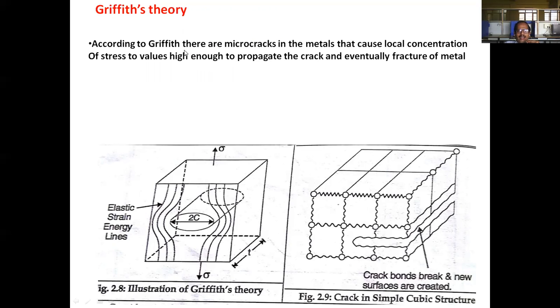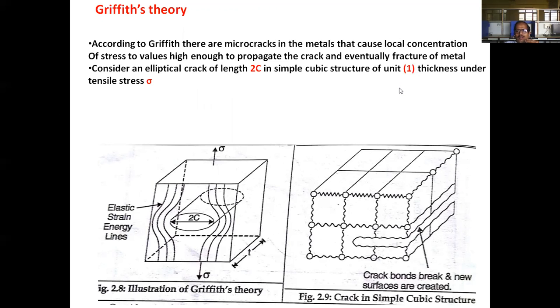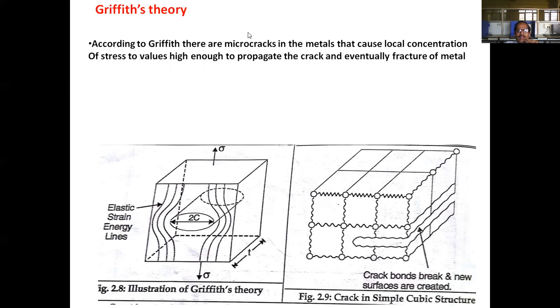So what he said is that there are micro cracks in metals that cause local concentration of stress to values high enough to propagate the crack and eventually fracture the metal. What he suggested is that in any metal, while it's processing, micro cracks are generated. So when we apply any stress, failure occurs earlier than theoretical prediction.